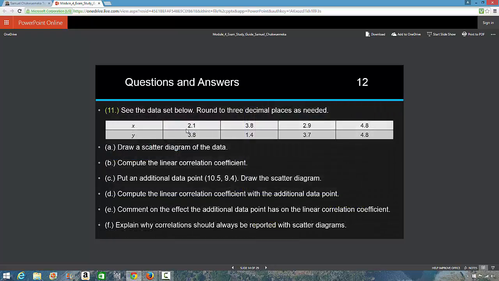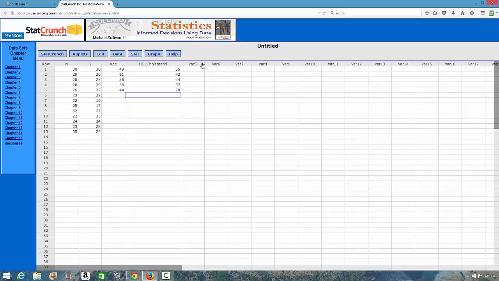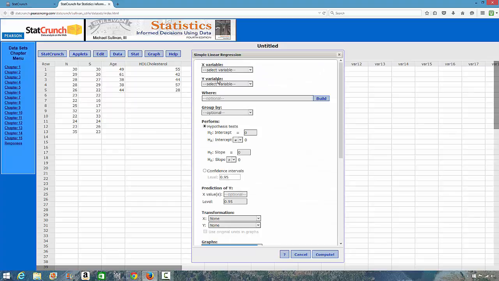The next question, you have this data x and y, and we just use the same method. Let me close this result. I can put x here, and here I put y. For my x, I have 2.1, 3.8, 2.9, 4.8. Then for my y, I have 3.8, 1.4, 3.7, 4.8. So go to start, regression, simple linear, get your x, get your y, compute.